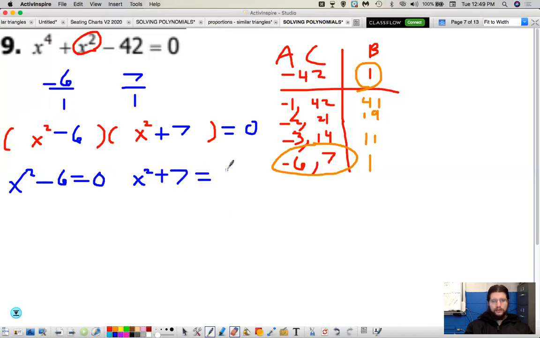And then you solve them. It's a quadratic. B is 0. You can use the square roots method. You can use the quadratic formula. You can use the calculator. I do not care. I'm going to just write down my answers.